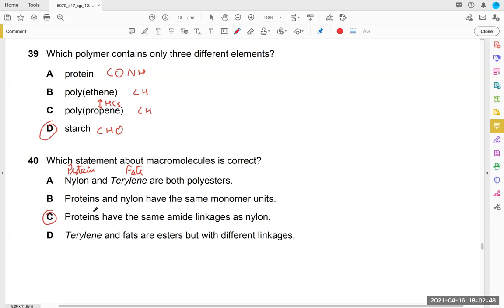So that concludes the paper. This was, I personally think, a much easier paper than the ones that we did in 2019 or 2020. This 2017 paper was quite easy. Do solve it, and if you have any issues, let me know.